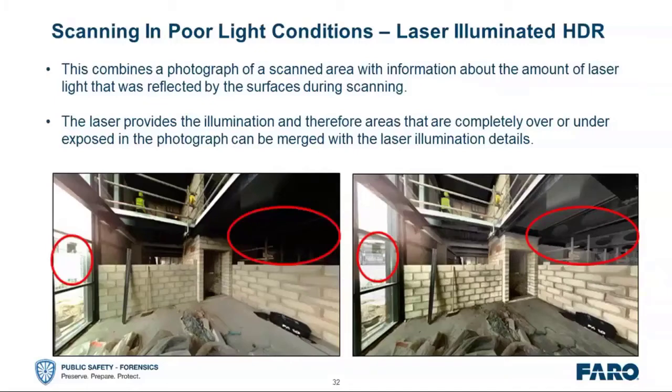When you're scanning in poor lighting conditions, and maybe you didn't realize that you had such challenges to your lighting, so you didn't set the proper settings, all is not lost. When you get to the software, you can use laser illuminated HDR, which combines your photograph of a scanned area with the information and the amount of laser light that was reflected from the surface. So if you notice the photograph on the left, you will see that we have an overexposed area in the window. We also have an underexposed area to the right, and this is a metering issue. And in the software, we use the illuminated HDR, which combines the grayscale and the color photograph and helps to resolve that issue for a better product.